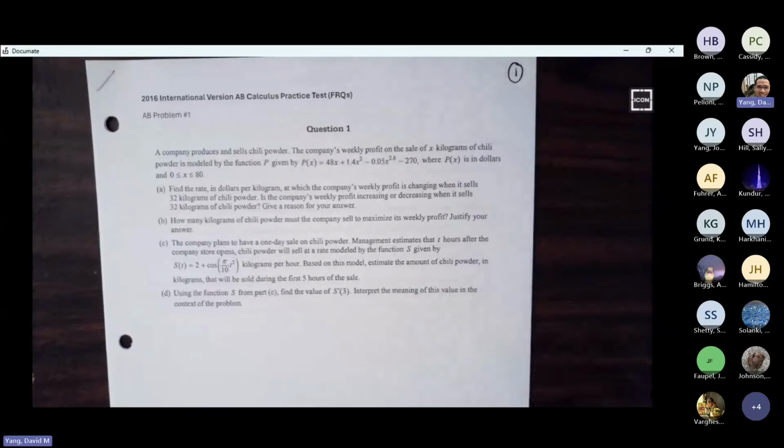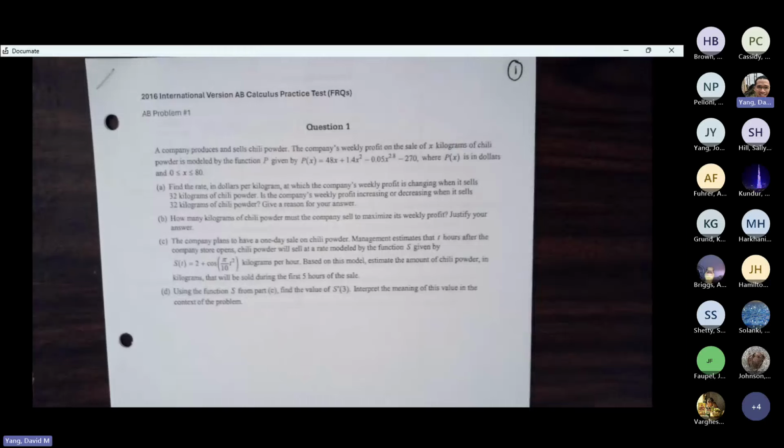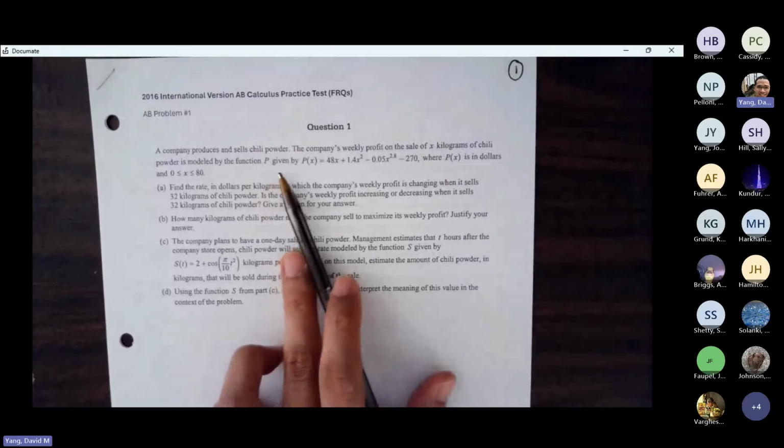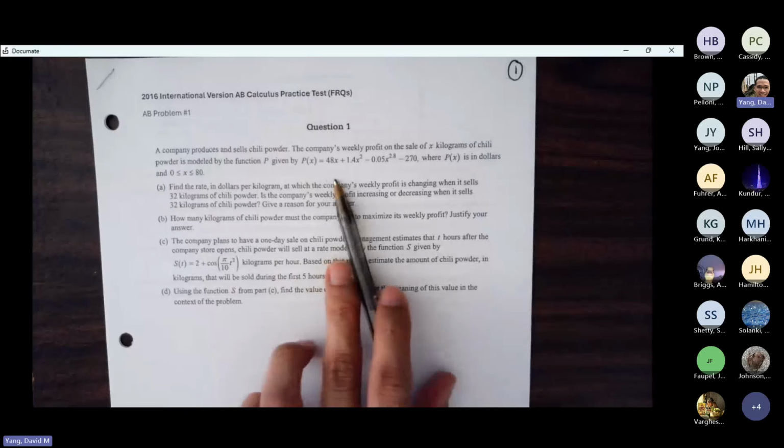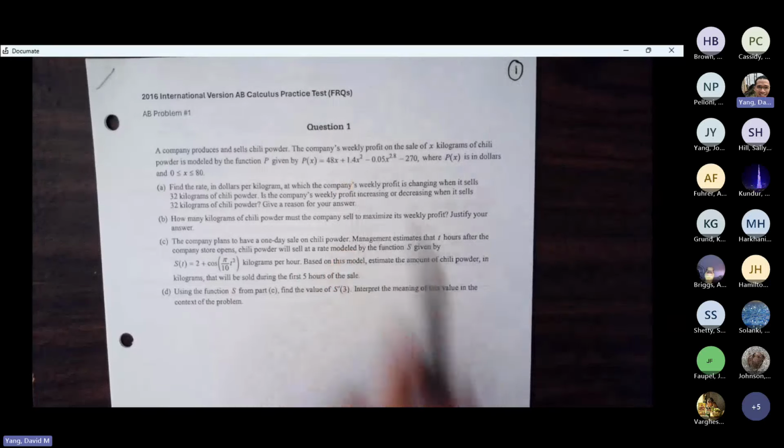Okay, so number one, a company produces and sells chili powder. The company's weekly profit on the sale of x kilograms of chili powder is modeled by the function P. P of x is 4.48x plus 1.4x squared minus 0.5x to the 2.8 minus 270, where P of x is in dollars and x is between 0 and 80.